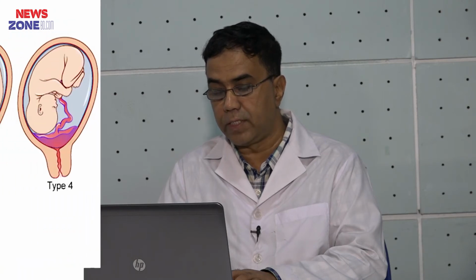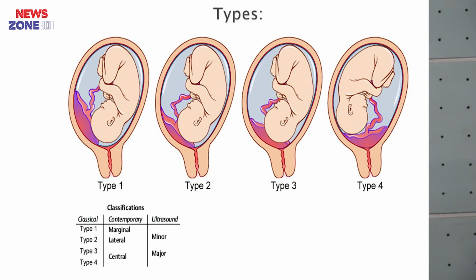Structures of the placental villi from outside to inwards: cytotrophoblast, syncytiotrophoblast, basement membrane, stroma with blood vessels and few phagocytic cells. This is the picture of placenta with umbilical cord.